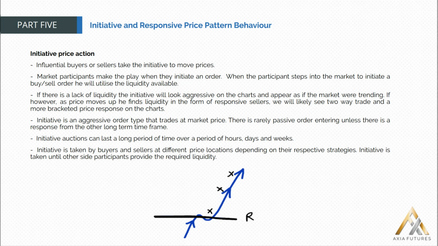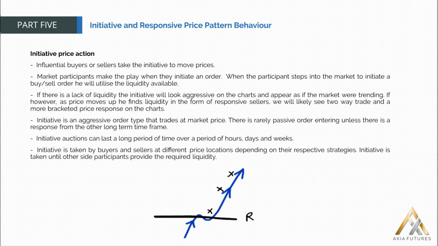We spoke about these big, large time frame participants back in Module 1. So someone comes in, they're influential, and they are going to initiate a move in the market. Then, the influential participants make this play by initiating an order. Now, the important thing to understand is that when the participant steps into the market to initiate this order, he utilizes all the liquidity available. What does that mean? In other words, he's not going to necessarily be passive. He's going to initially start off very aggressively.